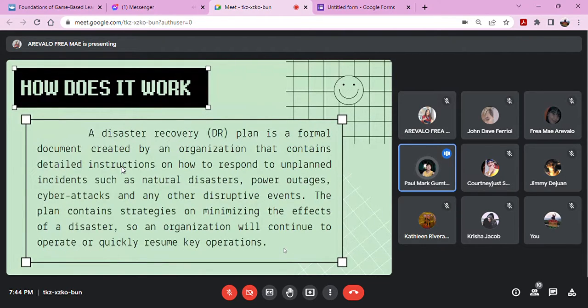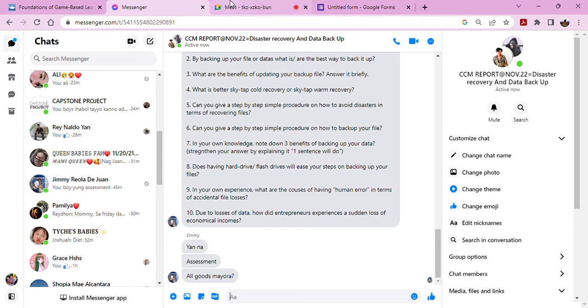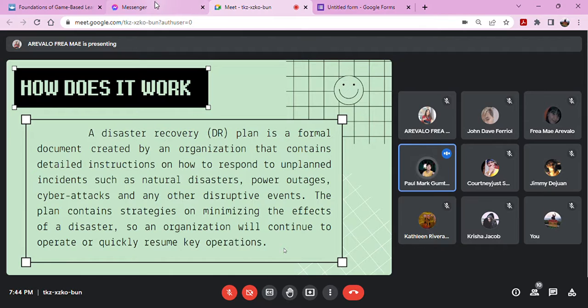How does it work? A disaster recovery plan is a formal document created by an organization that contains detailed instructions on how to respond to unplanned incidents such as natural disasters, power outages, cyber attacks, and any other disruptive events. The plan contains strategies on minimizing the effects of a disaster, so an organization will continue to operate or quickly resume key operations.